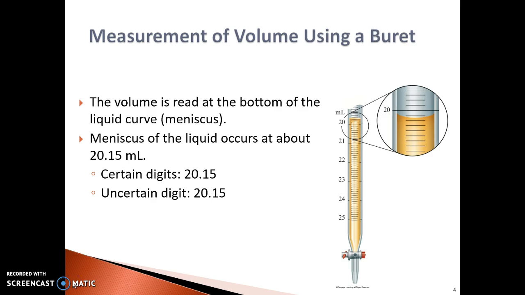Let's consider a second example using the burette. Again, the volume is read at the bottom of the curve of the liquid known as the meniscus. In this example, the meniscus occurs at about 20.15 milliliters. No matter who makes a measurement with this tool, the first three digits should be 20.1. These are the certain digits. The final digit is estimated and can be different, and that is our uncertain digit.